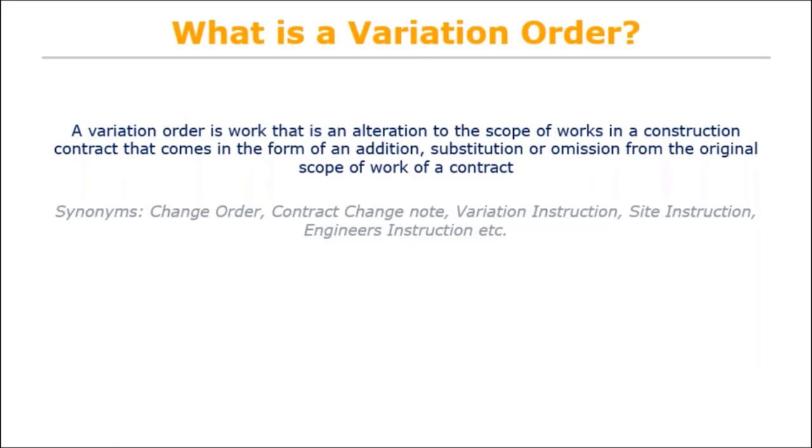What is a variation order? A variation order is work that is an alteration to the scope of works in a construction contract that comes in the form of an addition, substitution, or omission from the original scope of works of a contract. This can be otherwise known as a change order, a contract change note, a variation instruction, site instruction, or an engineer's instruction.